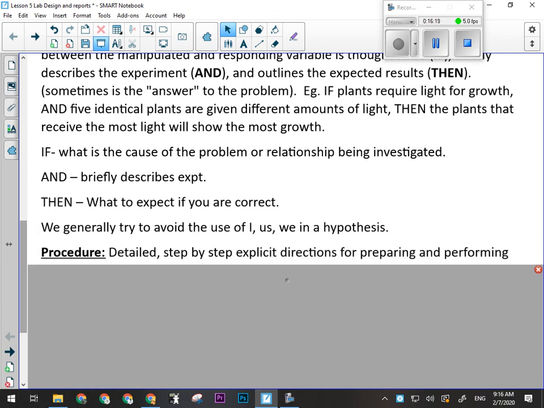Also, we generally try to avoid the use of I, us, and we in a hypothesis. We want to make this as scientific as possible and as repeatable as possible. If you put in your hypothesis, I'm going to do this, when somebody wants to replicate your experiment, you have to be there. So we want to try and avoid the use of I, us, and we in there.